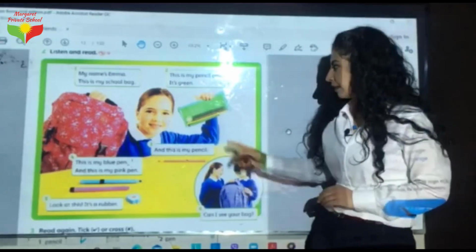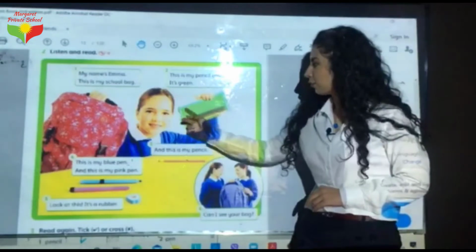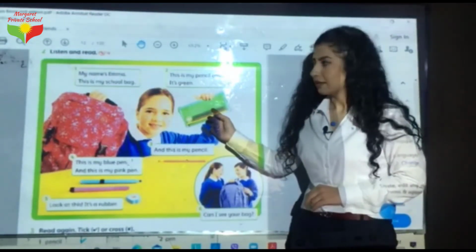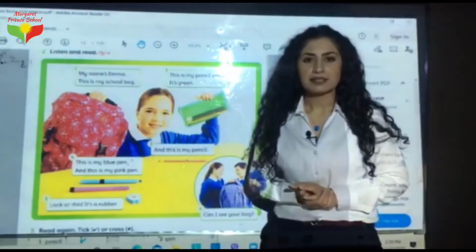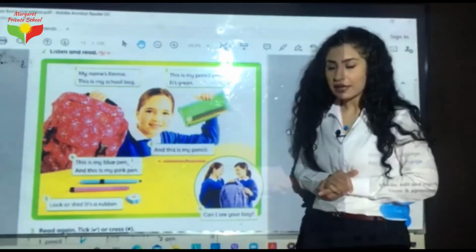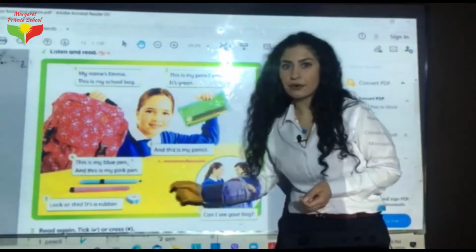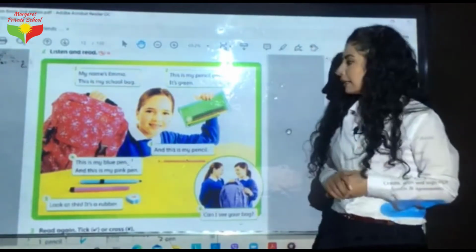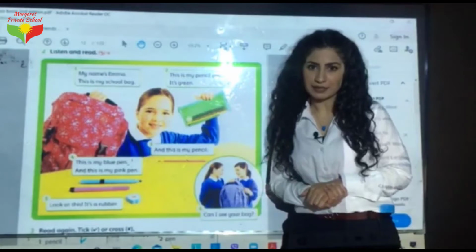Look at here. This is called pencil case. What's a pencil case? Pencil case is a small bag or a small box that we keep our pencil, pens and rubber in it.